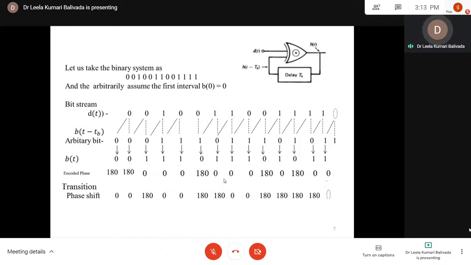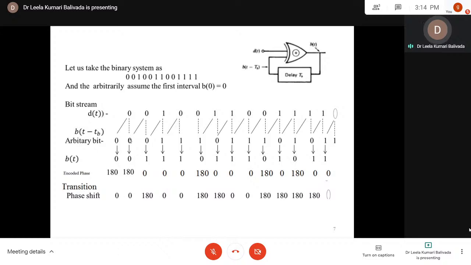So this is the encoded phase for B of t. Now if you see the transition phase shift, B of t minus tb, B of t. So the transition phase shift is 0 phase when there was no transition between B of t and B of t minus tb. Here there was no transition of state. Therefore, the output phase is 0. The transition phase shift is 0.